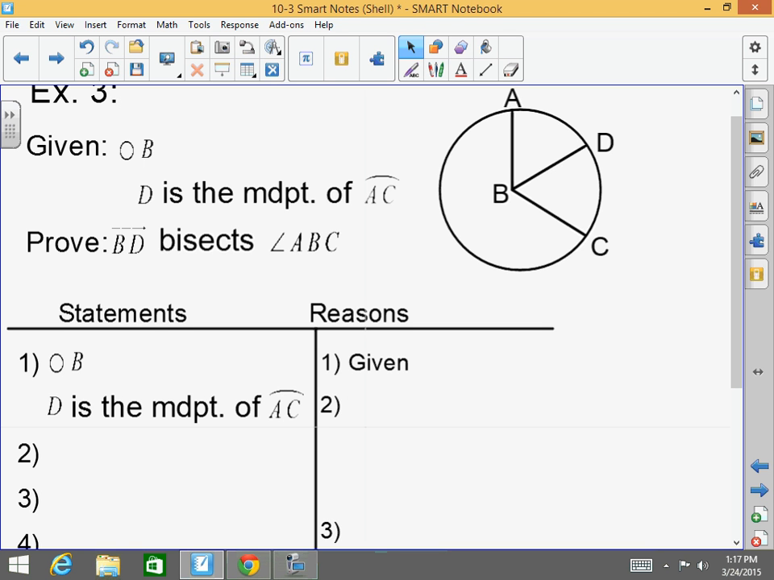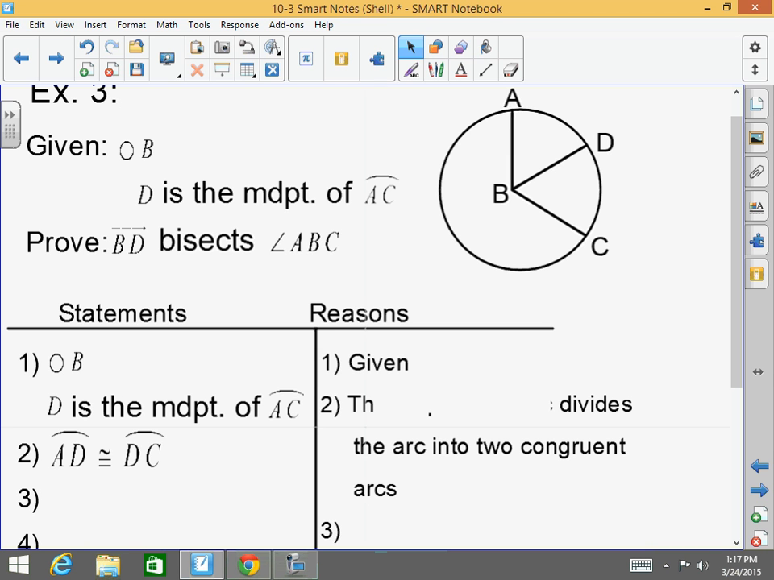Okay, so if we know that D is the midpoint of AC, what are we going to know? Very good. Arc AD is congruent to DC. Basically here, the midpoint of an arc divides the arc into two congruent arcs. It's basically the definition of a midpoint, but the definition of a midpoint can work for arcs and or segments. What else do we know since this is circle B? So far we know that this guy is congruent to that guy. What else do we know for sure?